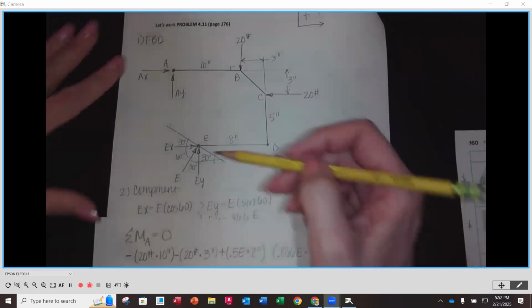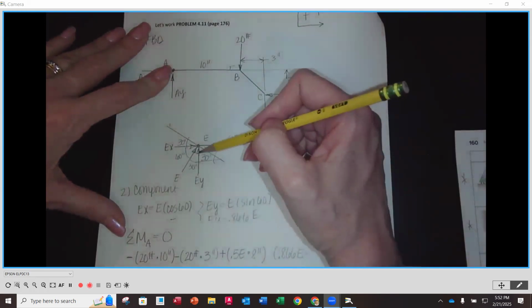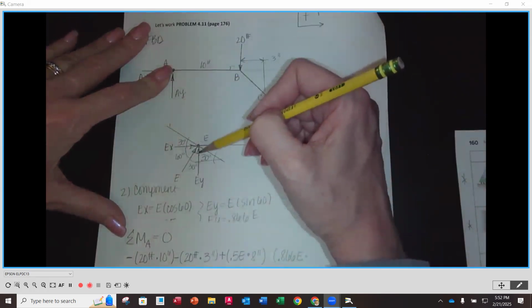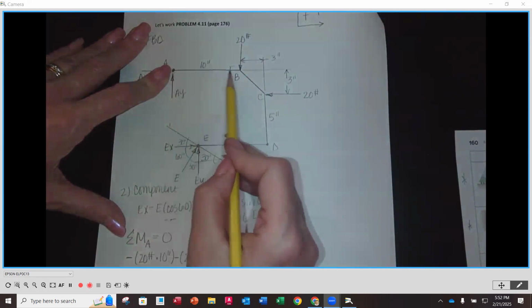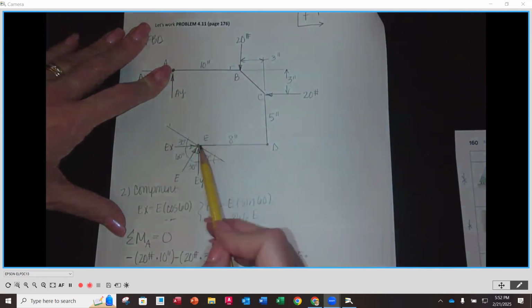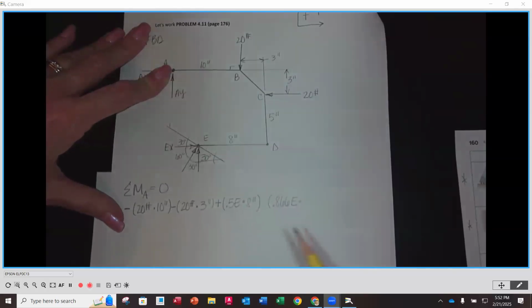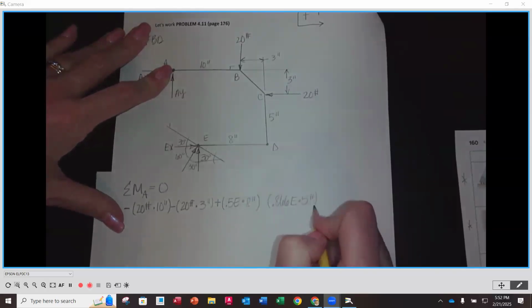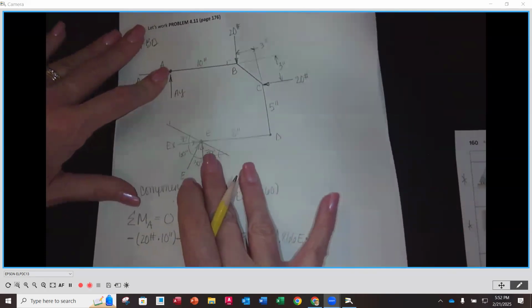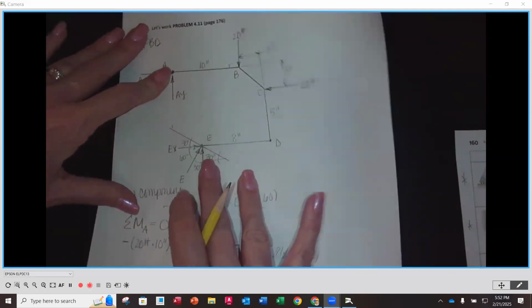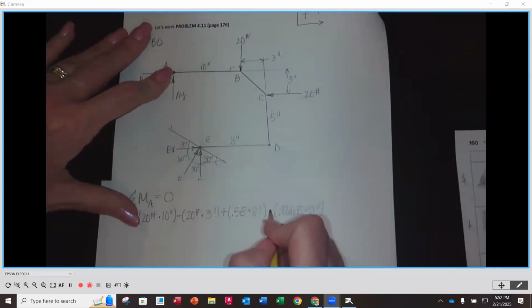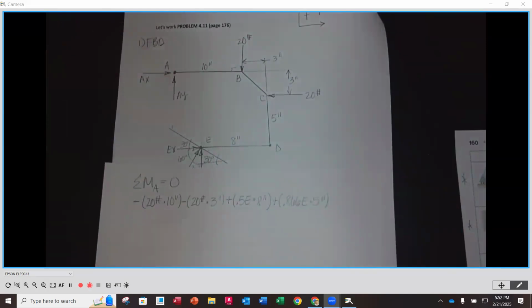And then its perpendicular distance. If we push it along its line of action here, we know that this total distance is 13 minus 8, so the difference is going to be 5 inches. And then the direction of rotation is also going to be counterclockwise, so we're going to put a positive out front. Those are all of the forces that are causing rotation.